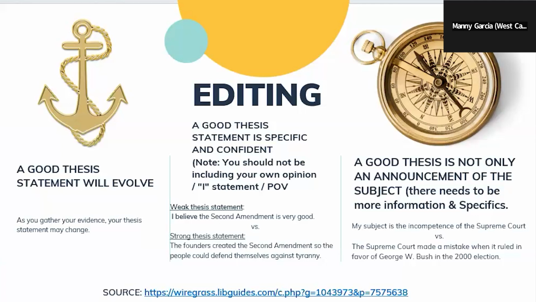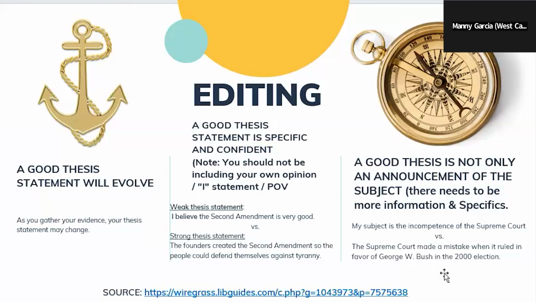The second one says the Supreme Court made a mistake when it ruled in favor of George W. Bush in the 2000 election. We know that the subject of this paper is going to be a critique of the Supreme Court, generally a calling out of the competency of the Supreme Court through its ruling in the 2000 election in favor of George W. Bush. The first one tells us, I'm going to look at the incompetency of the court. The second one shows us an example of incompetency without just simply saying that we're going to talk about incompetency. Specifics are really what reinforces a lot of good writing.